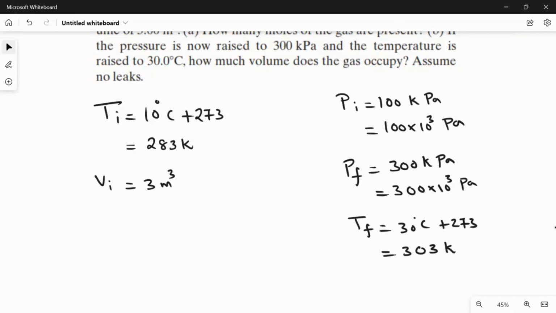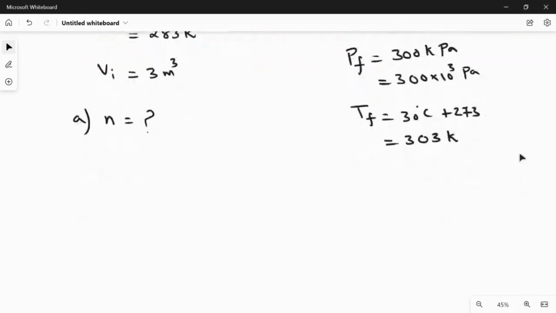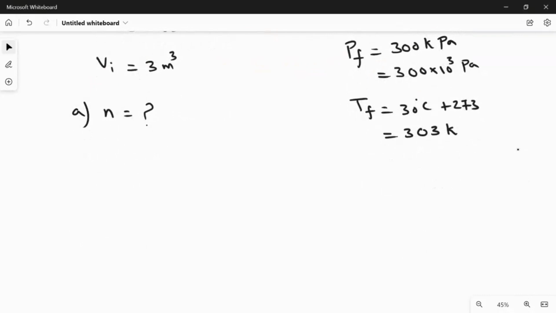So these are all the information given in the question. By using this, we are going to answer the two questions. In the first part, we are going to find the number of moles. For this, I'm going to use the ideal gas equation. What is the ideal gas equation? PV equals nRT. Let's take this ideal gas equation for the initial case, because I'm going to use the initial pressure, volume, and temperature values.